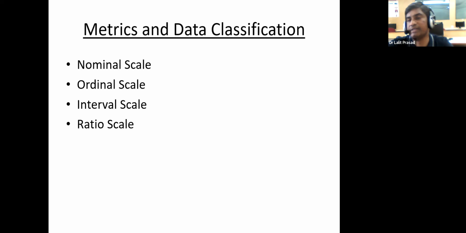Then there is software. If you want to do it in R, you do it in R. If you want to do it in Excel, you do it in Excel. If you want to do it in SPSS, then you can do it in SPSS. That is the thing.